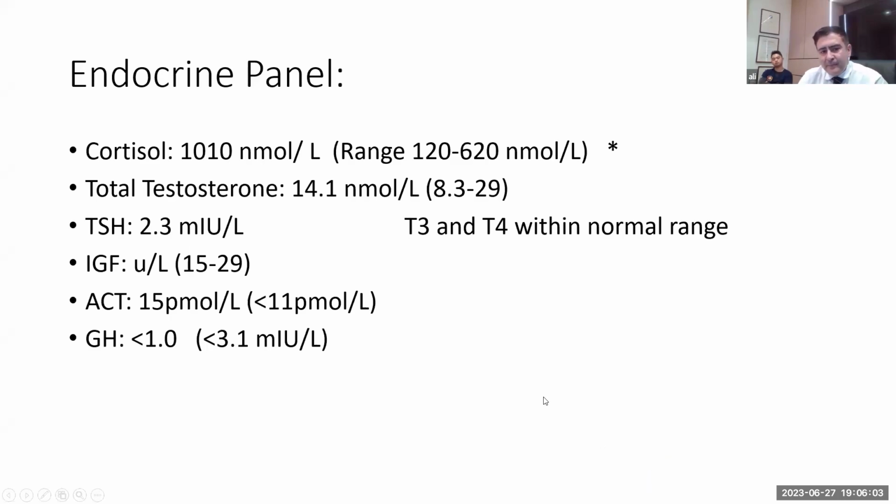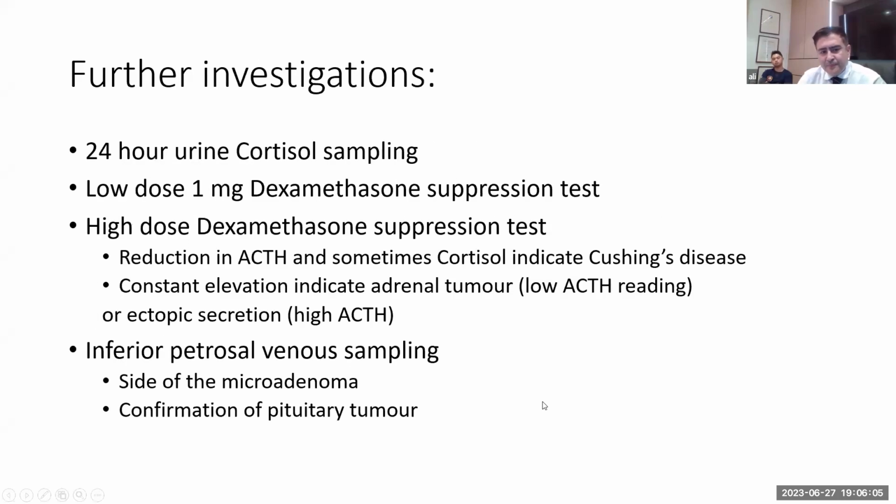So we do a low dose test to establish the diagnosis of Cushing's. I guess we already know that in this patient. We can also do a 24-hour cortisol sampling. We do a low dose dexamethasone suppression test. We just give them 1 milligram of dexamethasone. And if their ACTH goes down, the ACTH is not coming from the pituitary, the cortisol elevation is from the adrenal gland.